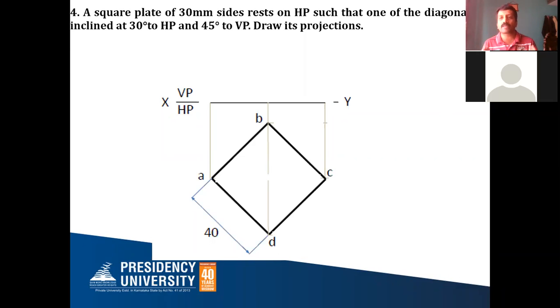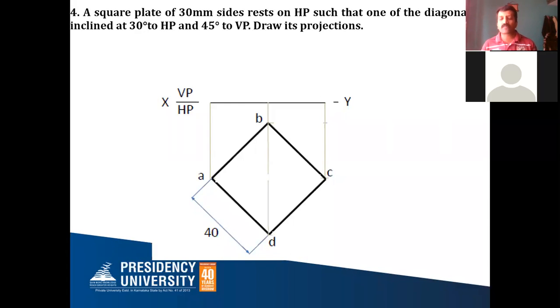That means the true shape diagram has to be drawn on HP, that is the top view only, such that one of the diagonals is inclined at 30 degree to HP and 45 degree to VP. When you join the opposite corners of your square, you get a diagonal. So diagonal is inclined in the sense it has to rest on a corner, because the diagonal joins one corner to the opposite corner. That means indirectly it is given that it is resting on one of its corners. So you have to write the corner condition here.